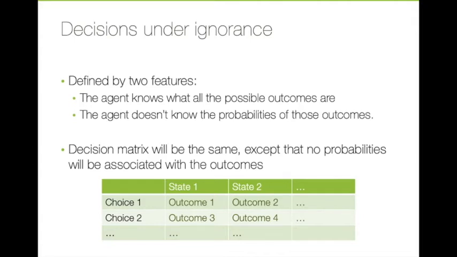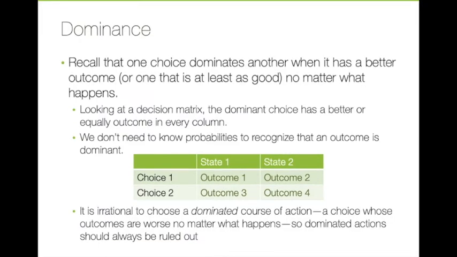So what we'll look at now is several rules that can guide us to reasonable decisions when we're ignorant of the probabilities of the outcomes. We've actually already covered one such rule. That was dominance. Recall that this rule told us that one choice dominates another when it has a better outcome, or one that is at least as good, no matter what happens.